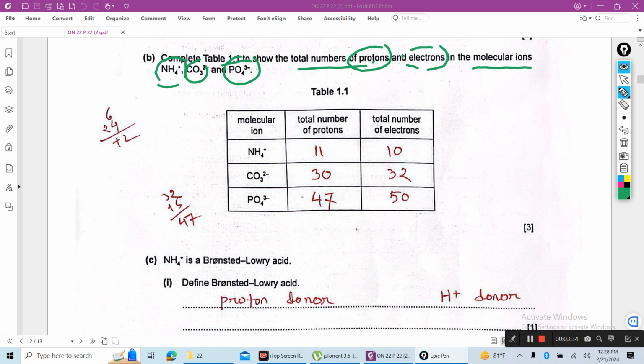You see this ammonium ion here: nitrogen protons 7, hydrogen 4, so total 11. Total number of electrons: nitrogen 7, hydrogen 4, 11, but plus 1 means 1 electron less, so the number of electrons will be 10.